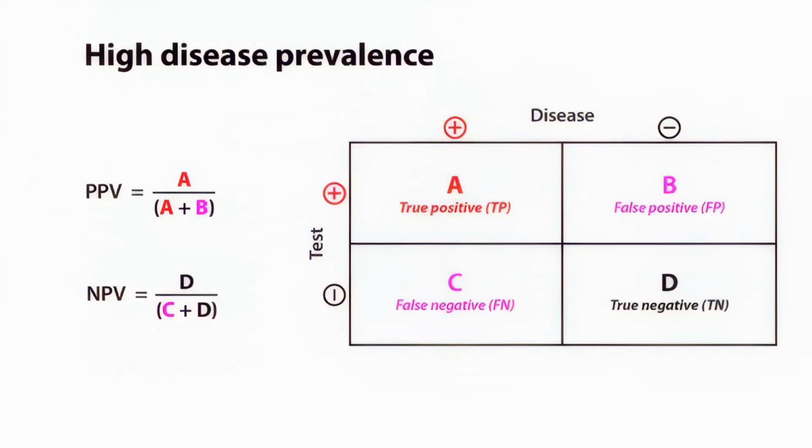Look at the equation for negative predictive value. We said with high prevalence, you are increasing your false negatives, which are in the denominator of the negative predictive value equation. By increasing your denominator, you are actually reducing the negative predictive value. When the disease is very prevalent in a population, a test with a given sensitivity and specificity will have a higher positive predictive value and a lower negative predictive value.